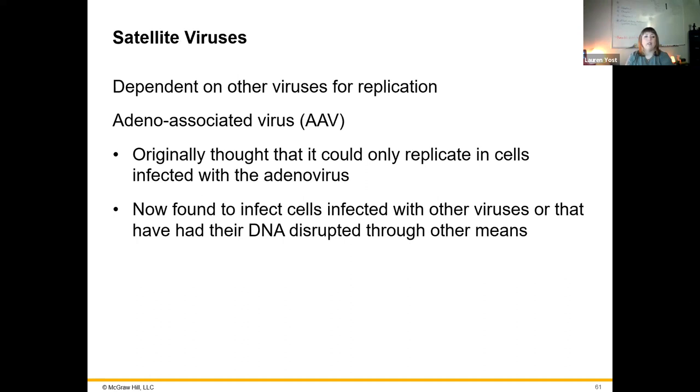We also have satellite viruses. These guys have to come along with other viruses. So they would depend on infection by those other viruses in order for them to replicate. So adeno-associated virus, obviously it is associated with adenovirus. So infection with adenovirus, and you almost always find AAV associated with adenovirus as well. So they're usually hand in hand pretty consistently.